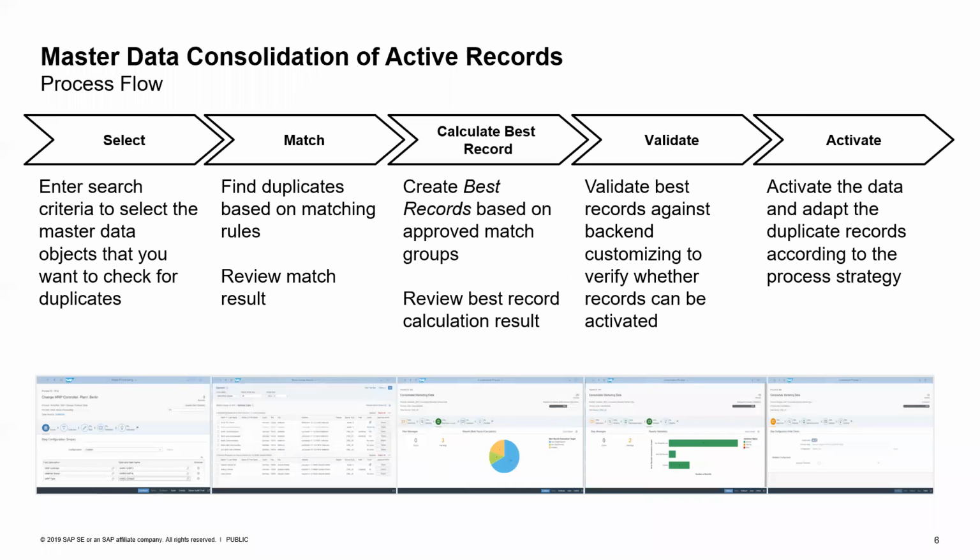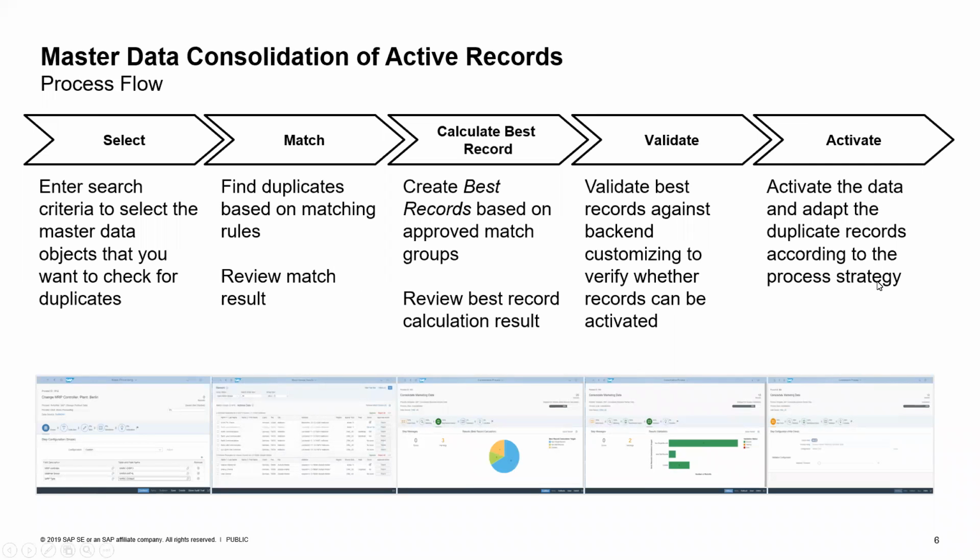Besides that, we also have another process in consolidation. It's called consolidation of active records. It's not loading data from outside, but checking for duplicates of existing data in your system. It's like a data quality discipline. So it's similar to the source records load, but the first step is not a load, it's a selection. That's the difference. The rest is really similar.